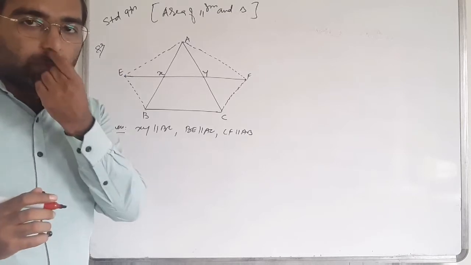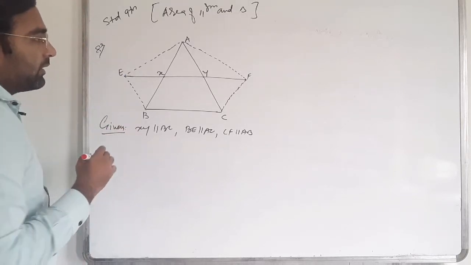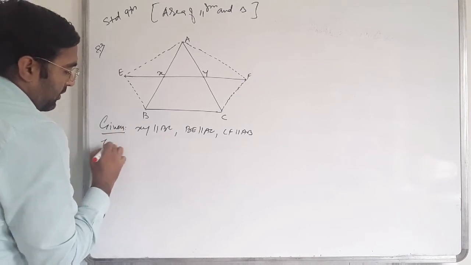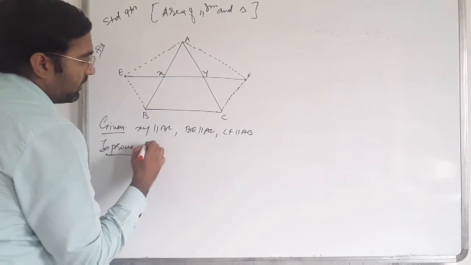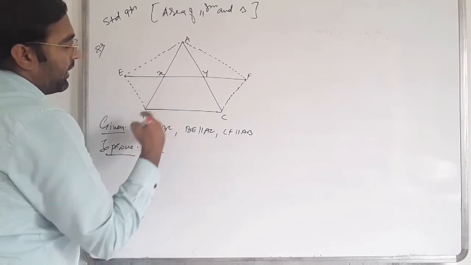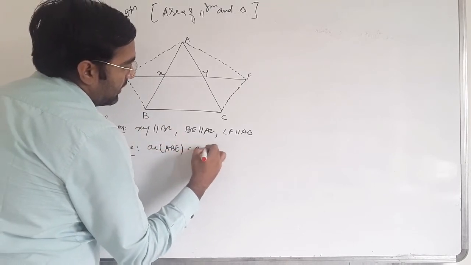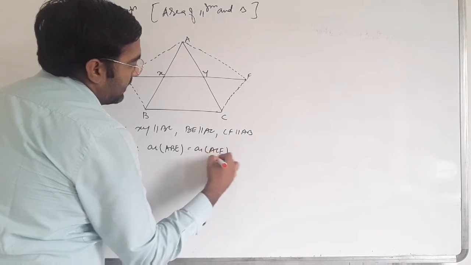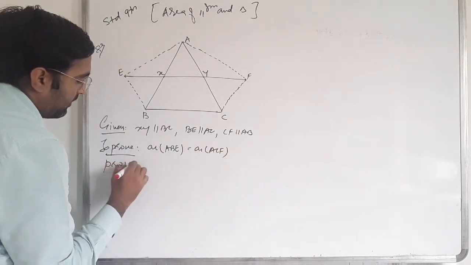So let's start. To prove: area of ABE is equal to the area of ACF. So let's start with the proof.